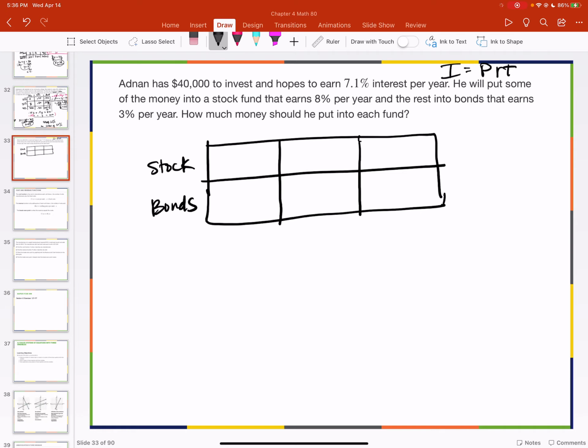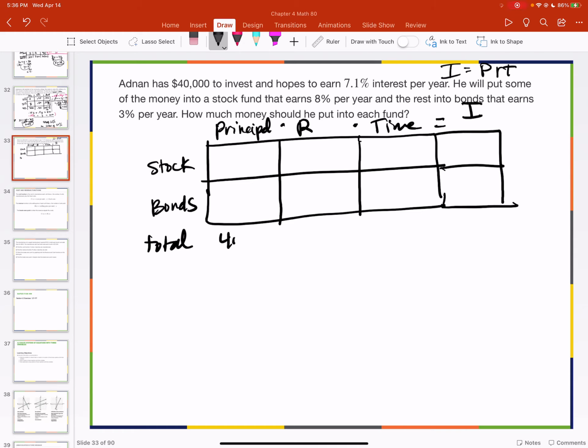3% per year. So we have principal times rate times time, PRT, equals interest. Then principal, we don't know. We know that the total is going to be $40,000. So this could be X and Y. The rate is given for each one.